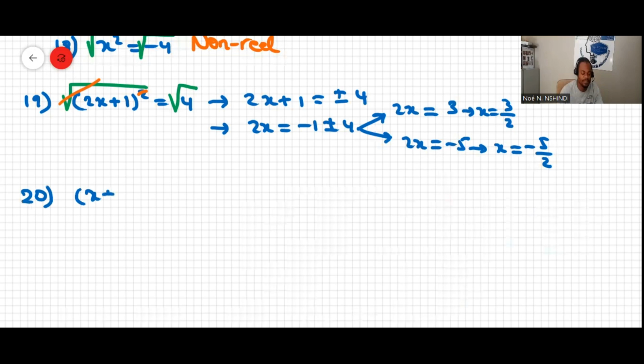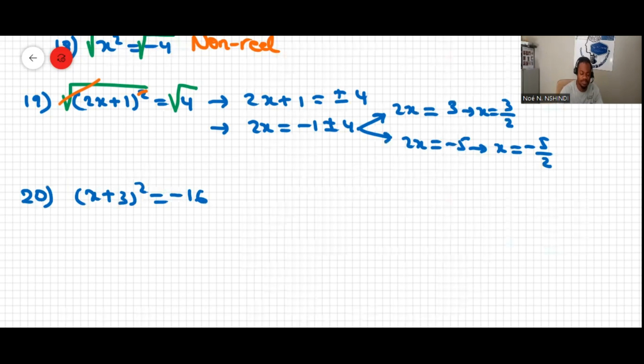Question 20. We have x plus 3 to the power of 2 equal to negative 16. So over here, if we square root both sides, it's going to be no solution here. If I square root here and square root there, it's going to be non-real, or no solutions.